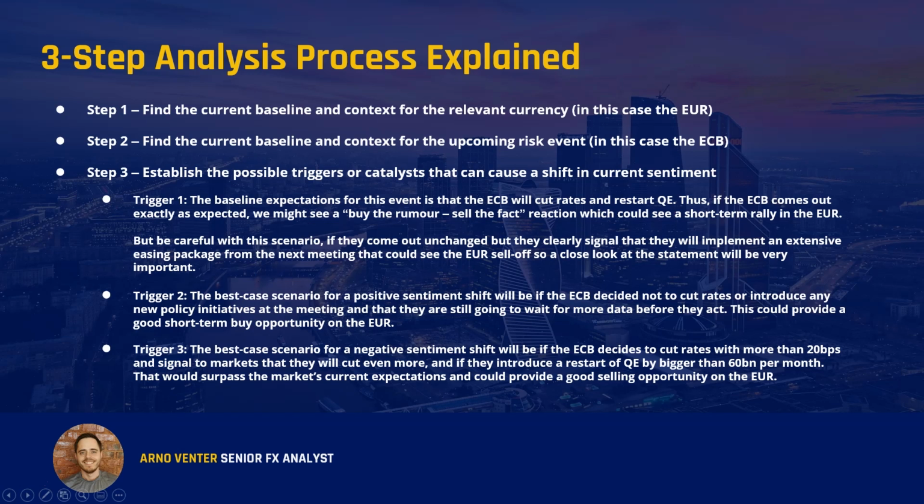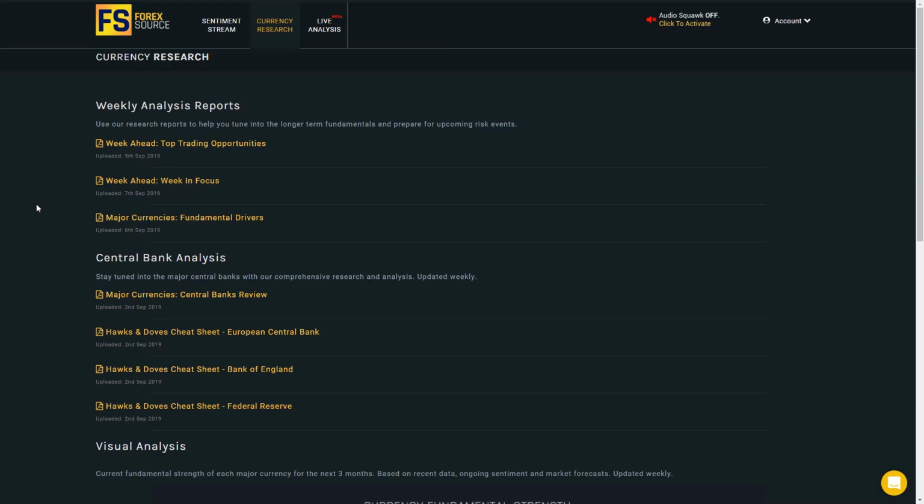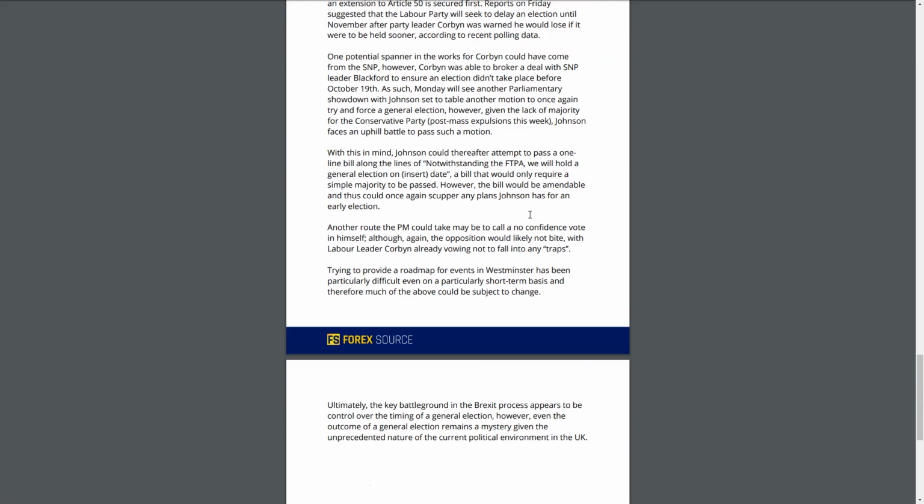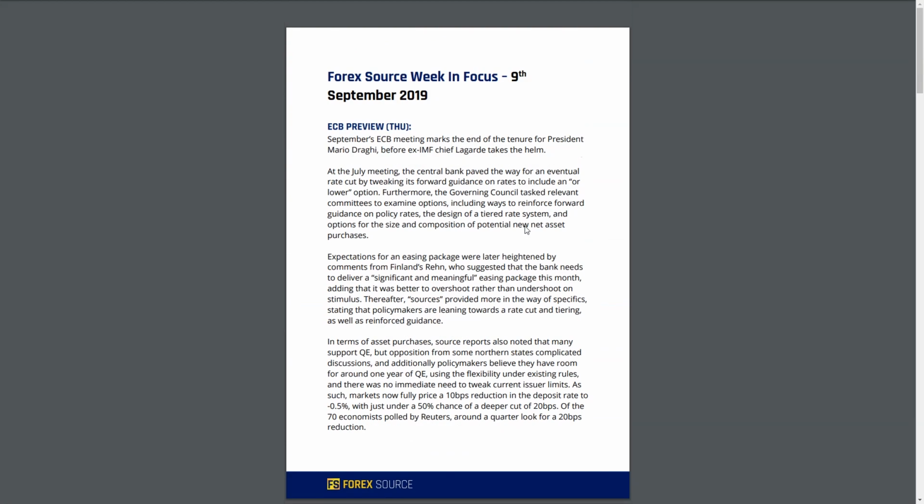So for that, we can quickly jump back to our terminal, and within the terminal we have a report called Week Ahead, Week in Focus. Now, if we just quickly open up this report, it basically gives us a rundown of all of the important events in every trading week. Now, the one we're going to be focusing on, of course, is the ECB preview.